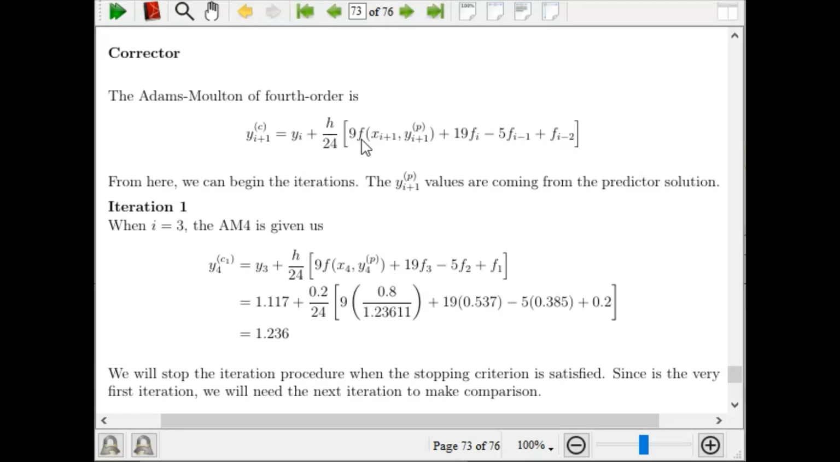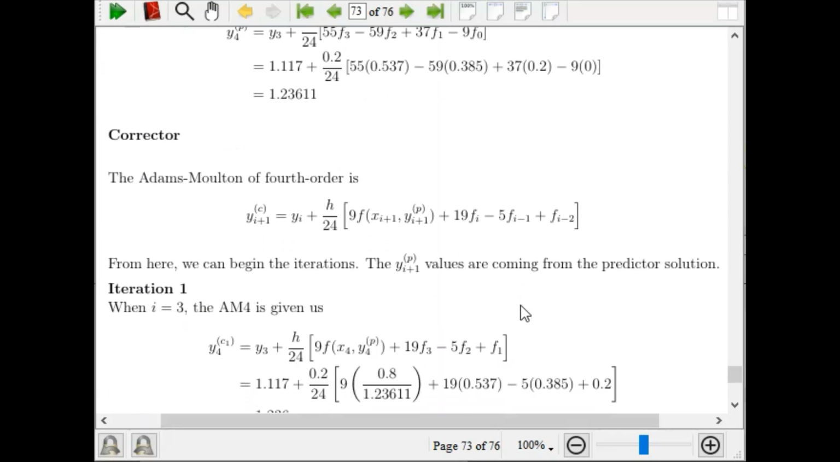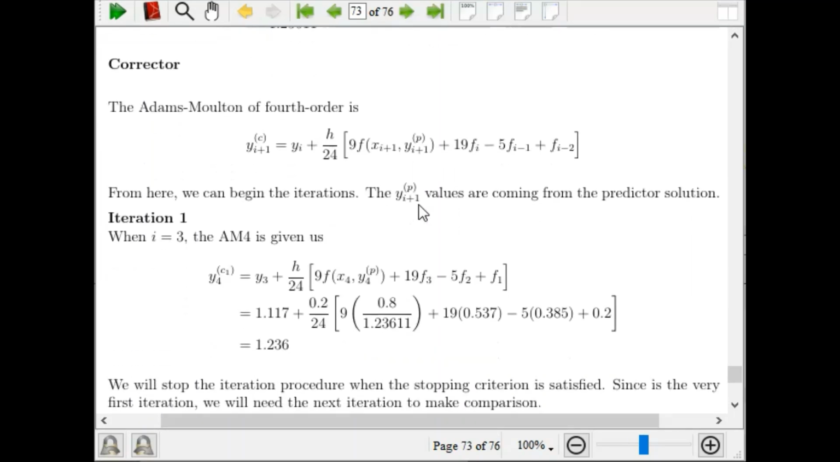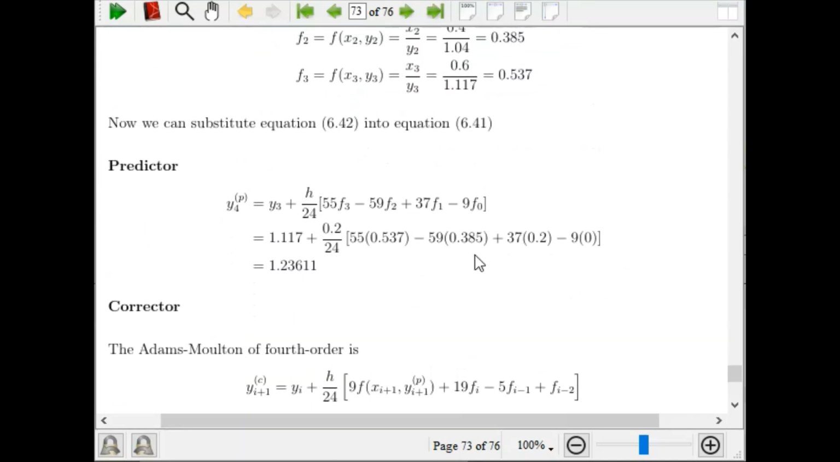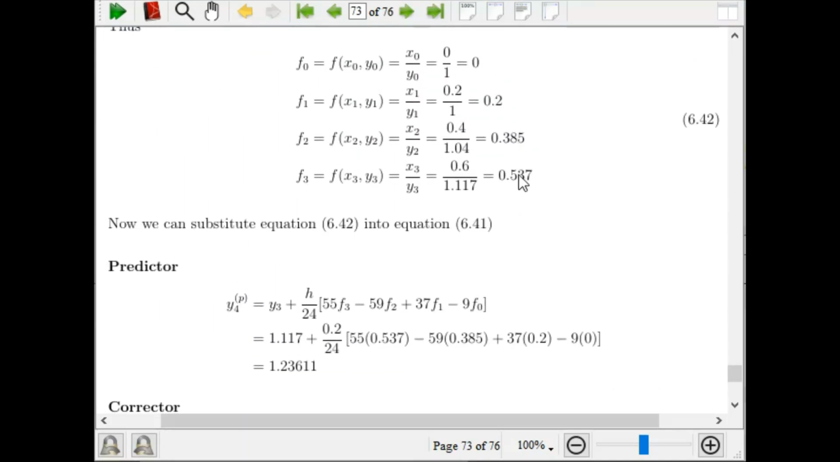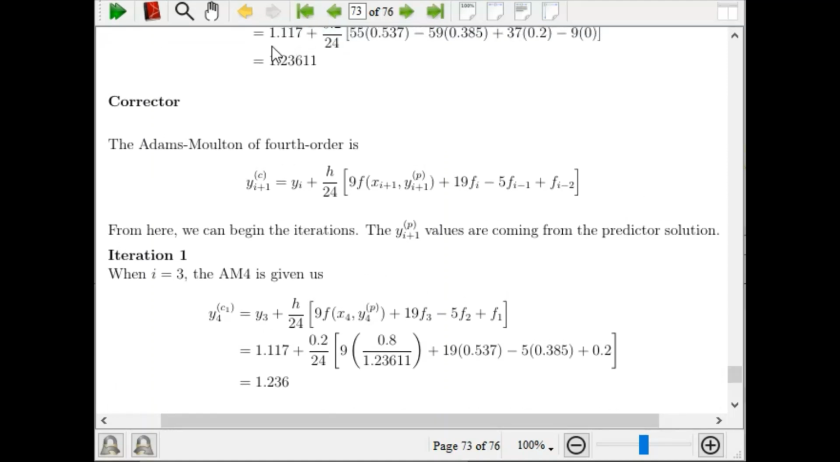We pick the i value from the Adams-Bashforth method. It was 3, and we plug it in here. So you can see f1, f2, f3 like that. Note that we know f1, we know f2, we know f3. We will just pick those values and plug them here. But the new value is this one, the f4, where the y value is coming from the Adams-Bashforth method. We know x4 to be 0.8.